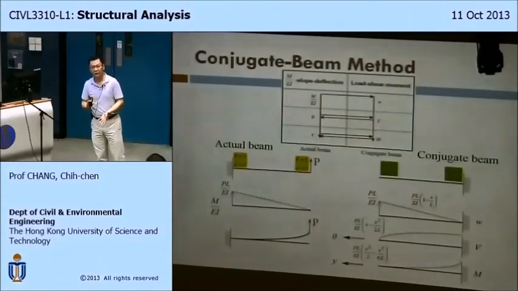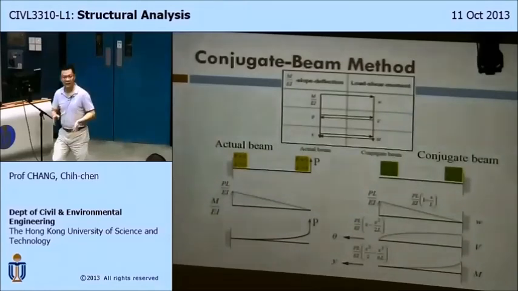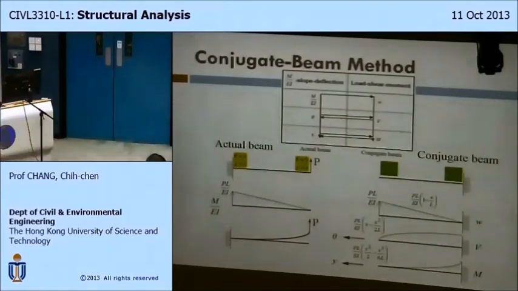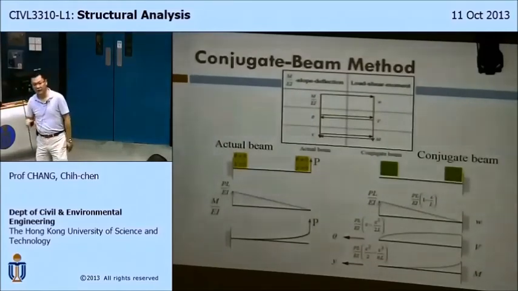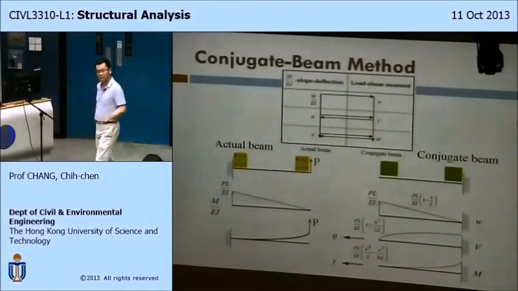There's not a lot of room for you to make errors, unless you don't know how to calculate equilibriums, unless you don't know the concept of conjugate beams. If you do, then your room for error is kind of small. It's very direct, right?